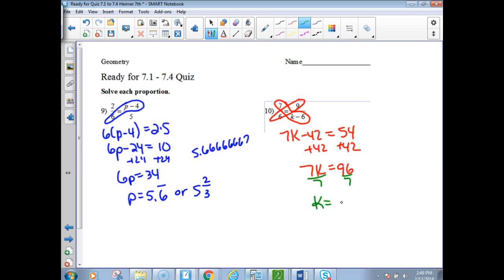What is it? 13.71 or something like that? All right. It doesn't repeat. All right, so that's that. You should be able to obviously do some cross products or equal to the algebra. Don't assume things are going to come out nice all the time.